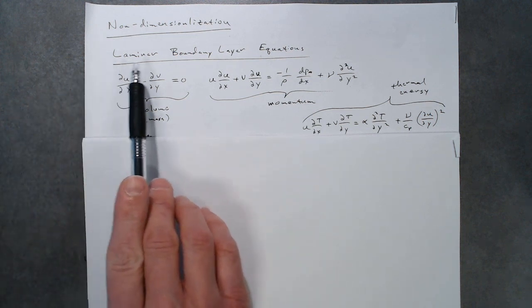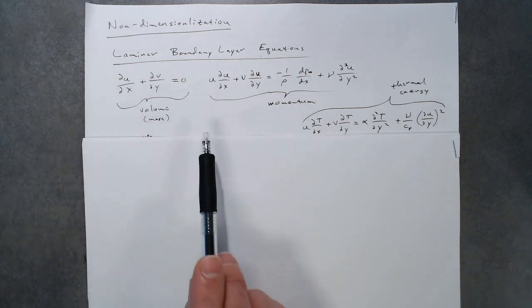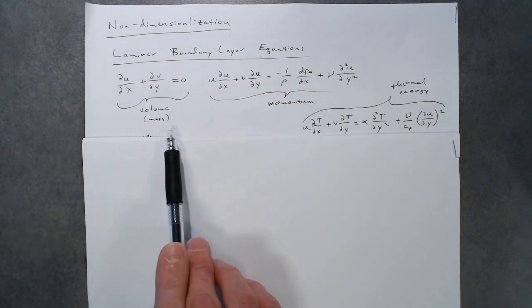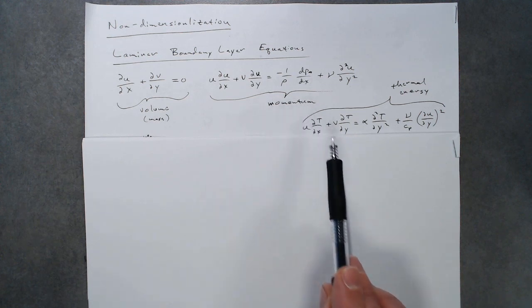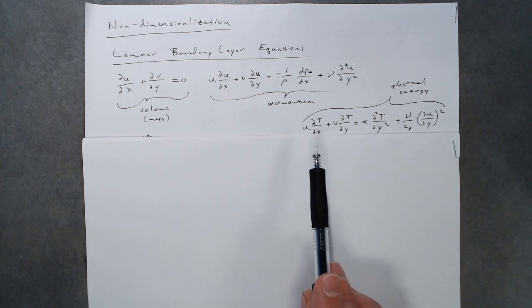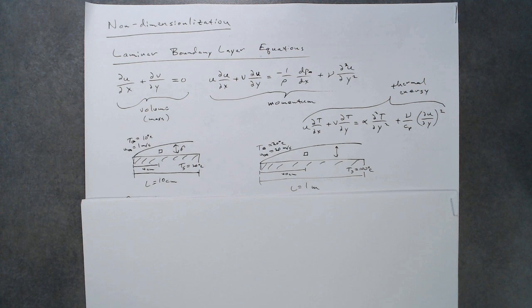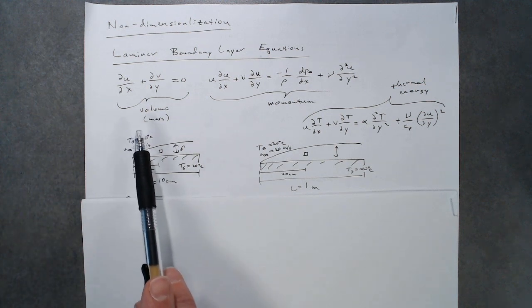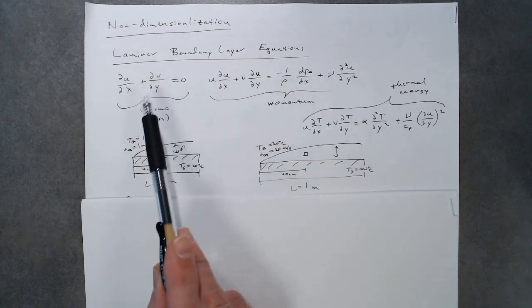So under the conditions for laminar boundary layers, we've derived these three equations, one corresponding to the conservation of mass or volume, one corresponding to the conservation of momentum, and one corresponding to the conservation of thermal energy. And we can probably convince ourselves that for certain situations a solution exists to these three equations.